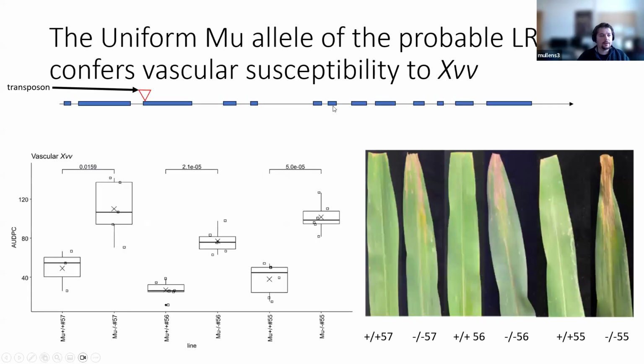So I followed up with UniformMu lines, and here it has a transposon in the third exon of the gene. And this is a little model of the B73 transcript. Here I'm showing segregating subfamilies. Plants that had the transposon insertion, which I'm indicating with this minus minus, were significantly more susceptible than their wild type siblings, and you can qualitatively see that as well, on the right.